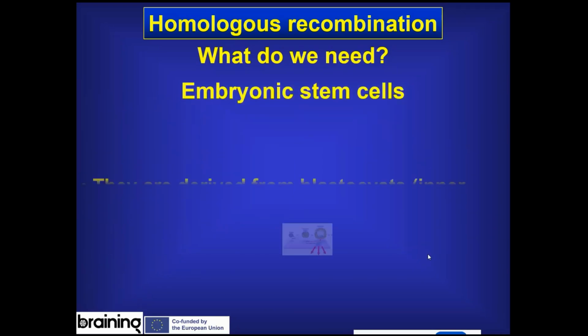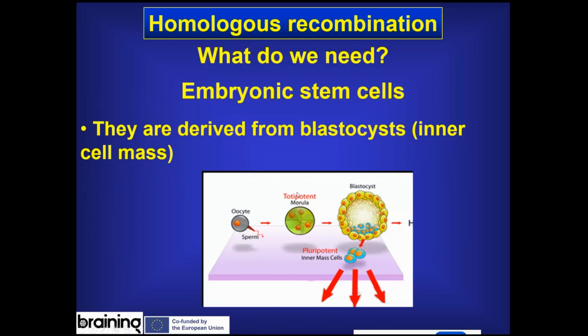So what are embryonic stem cells? I don't know if you have some notion of embryogenesis. However, what we can see is that when the oocyte is fertilized by the sperm, we will have the two pronuclei, which will fuse in one unique nucleus, and it will start a series of cell divisions which will generate a mass of cells called the morula, which is constituted by totipotent cells. At a certain point, these totipotent cells will commit in two directions.